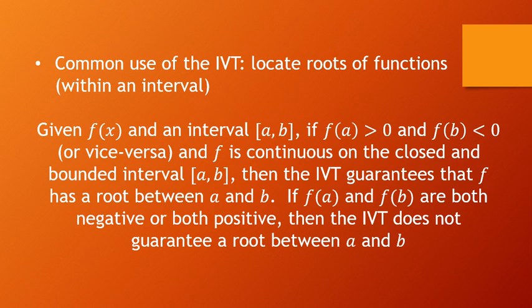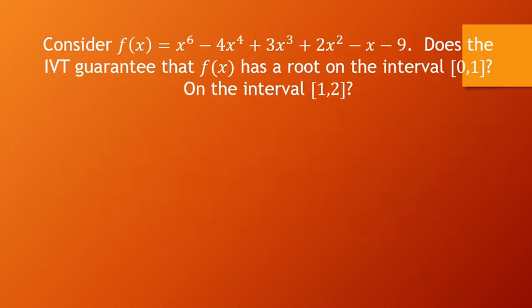So here's a sample problem to see how we use this version of the IVT. Our given function is x to the sixth minus 4 times x to the fourth plus 3x cubed plus 2x squared minus x minus 9. Does the IVT guarantee that f of x has a root on the interval 0, 1? Does the IVT guarantee that f of x has a root on the interval 1, 2?